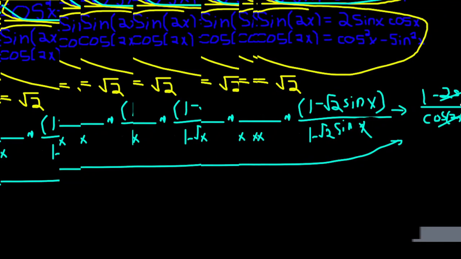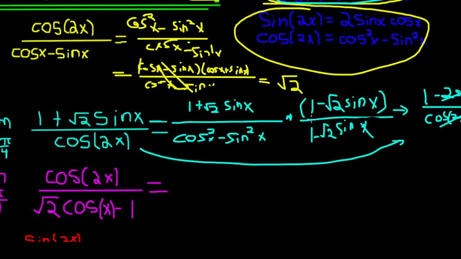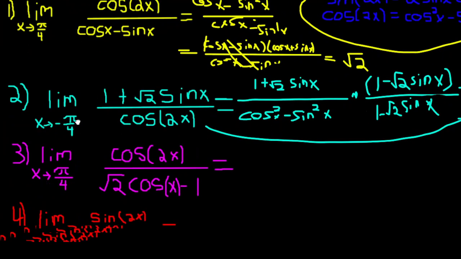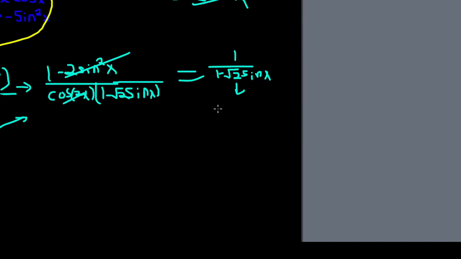So now we're going to plug in, I believe pi over 4 is what I wanted. Pi over 4, yep. So that's going to be 1 divided by 1 minus 1 half, or 1 over 1 half, or 2.